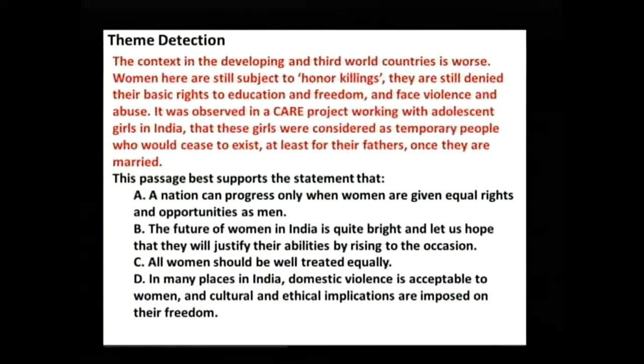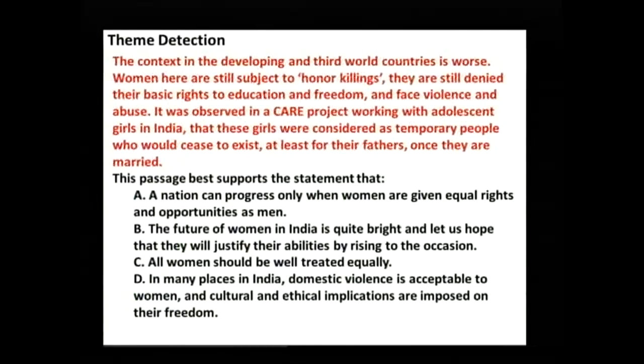Let's see. The context in the developing and third world countries is worse. Women are still subject to honor killings. They are still denied their basic rights to education and freedom and face violence and abuse. It was observed in a CARE project working with adolescent girls in India that these girls are considered as temporary people who would cease to exist, at least for their fathers, once they are married. This passage is very sensitive. It's talking about a social problem today.